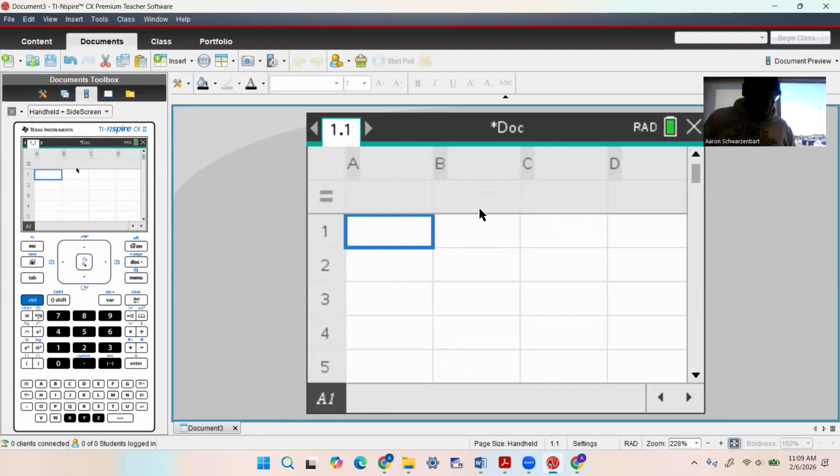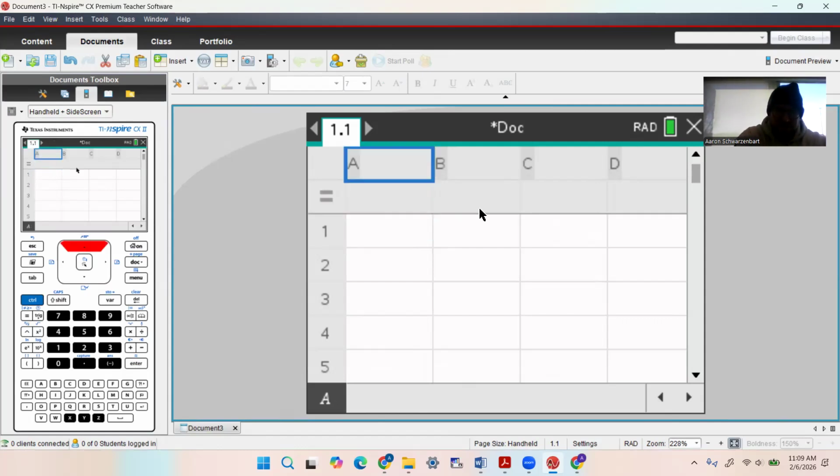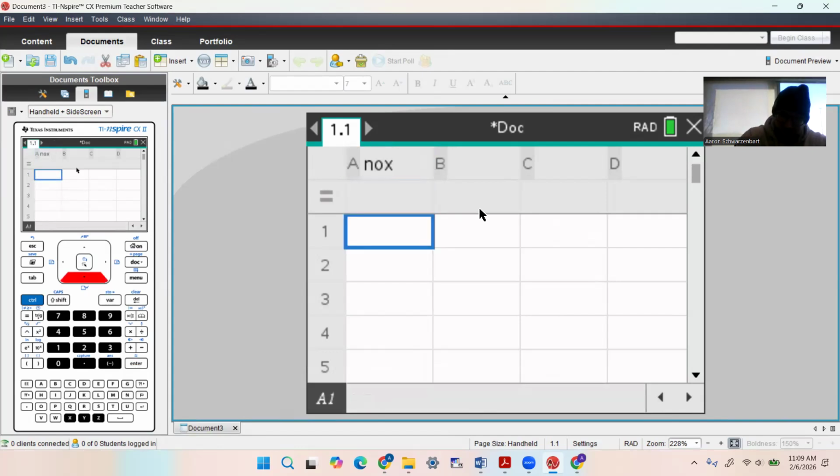My data is on page 623. And I'm just going to label my column NOx.